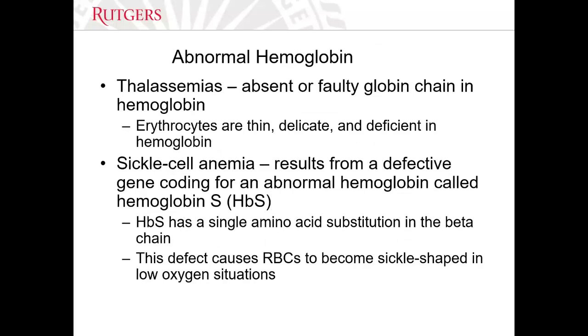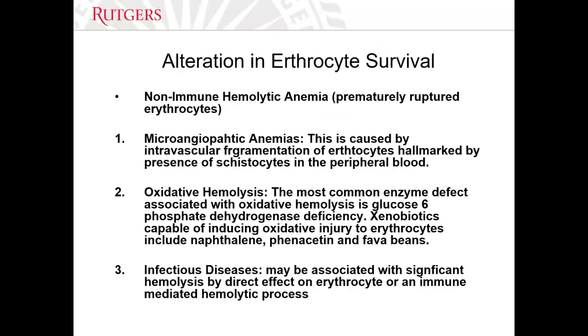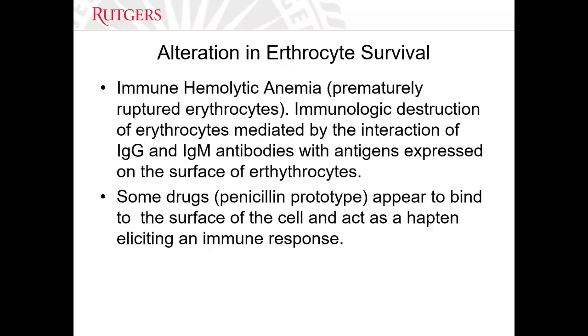dissociation curve. Know the thalassemias and what sickle cell anemia is, and then the alteration in the erythrocyte survival. So again, know a little bit about the conditions listed here, including the microangiopathic anemias, the exudative hemolysis, and how infectious disease could have an effect on the RBC, resulting in non-immune hemolytic anemia. And then also the immune hemolytic anemia, and the example of penicillin resulting in the activation of the immune system that results in hemolytic anemia.